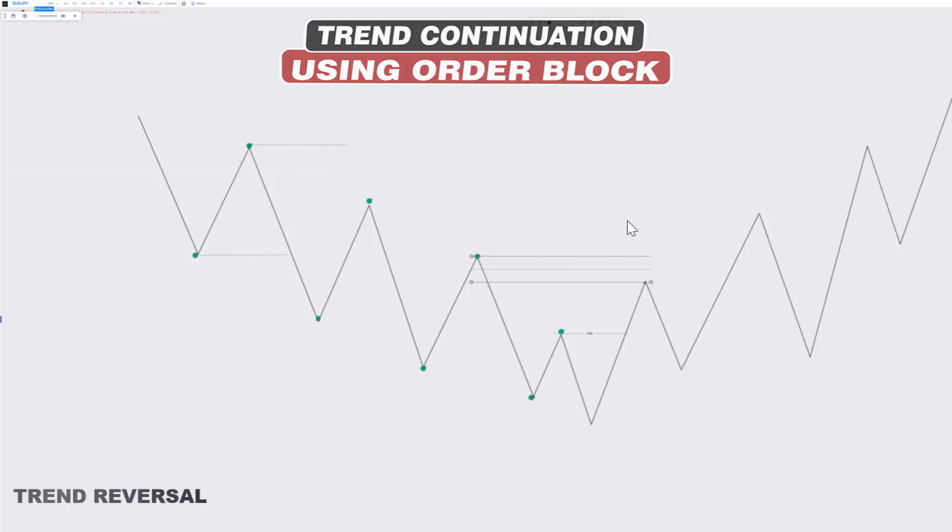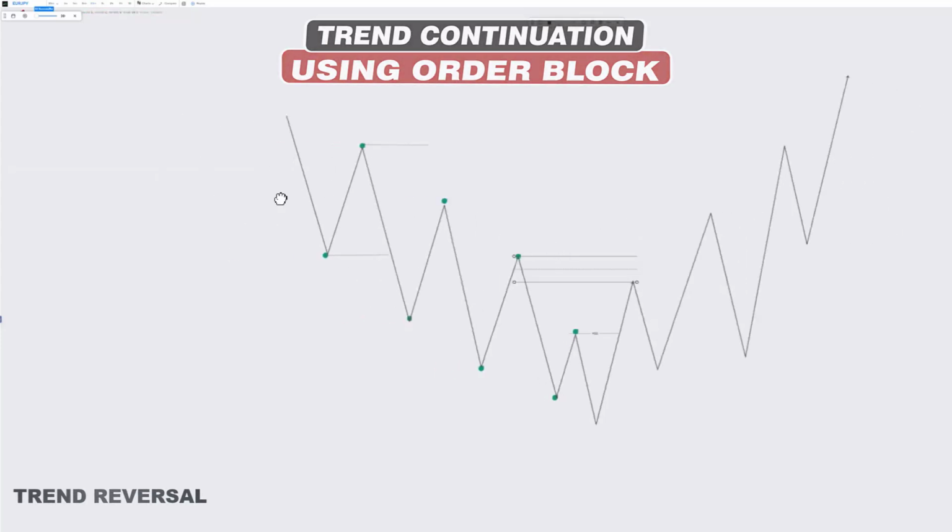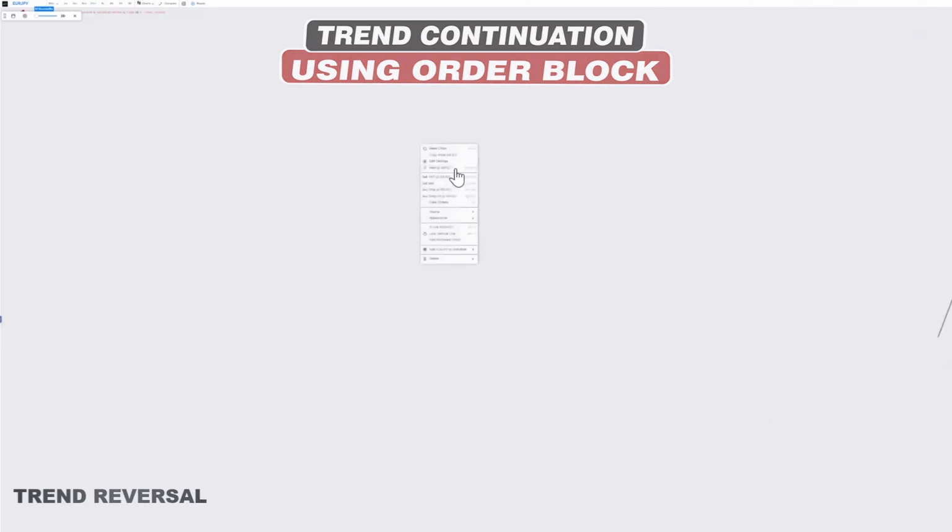So this is what I'm going to show you in this lesson. I'll show you how to identify an order block, how to identify a valid order block, and how to identify a high probability order block. Believe me, after this lesson, you will see a turnaround in your trading once you apply every single thing you see in this lesson. So let me show you an example of an order block.